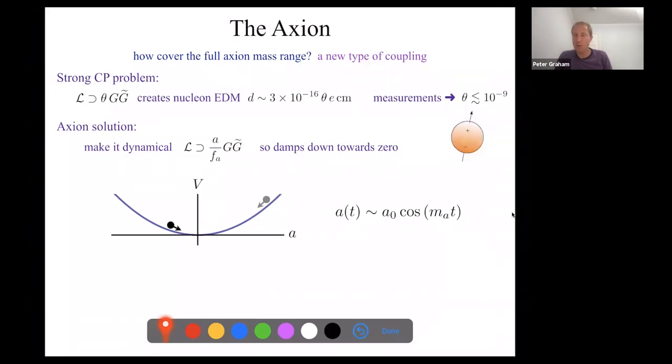I won't talk too much more about QCD axion detection. Hopefully you'll hear a little bit more about it in the school, or you can read about it. But let me stop there and ask, are there any questions on this or on anything that I've been talking about, since I think the lecture is about over?